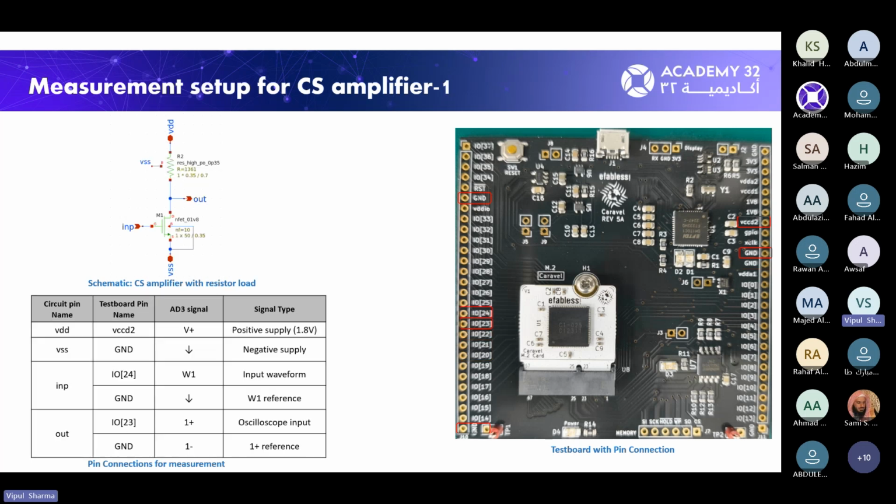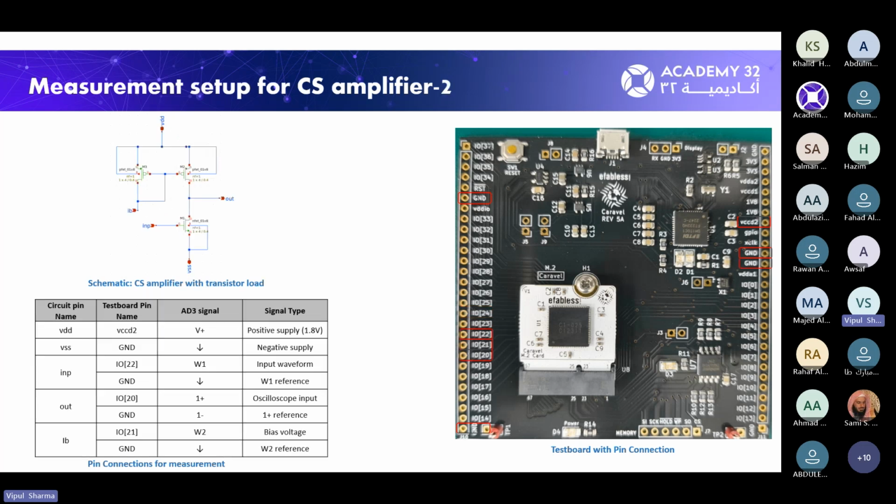So this one was for the common source amplifier with resistor load. I have mentioned it as CS1, and this is for the common source amplifier with an active transistor as a load. This setup has an extra pin because it requires biasing this current mirror transistor, so that the operating region of this load transistor gets properly defined. It works as a high resistance and gives you the appropriate gain desired from this amplifying stage.